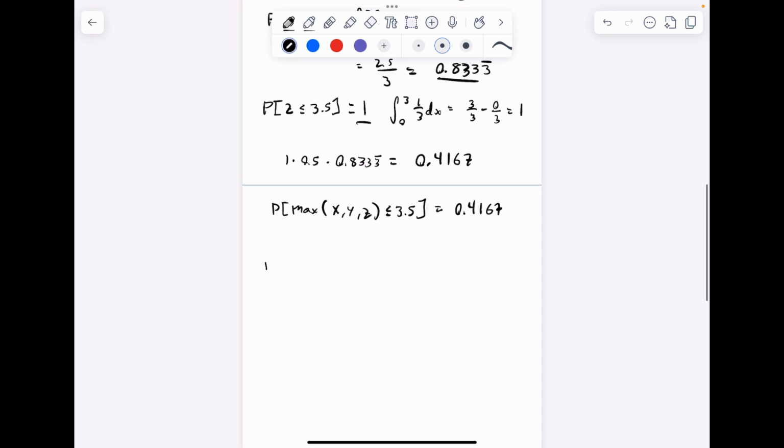Now we want to solve for the minimum. So again, the minimum, we cannot at this point use our independence rule just to plug and chug. But what we can say is that this is equal to 1 minus the probability that the minimum of x, y, and z being greater than 1.5. These values will be equal since this is the inverse.